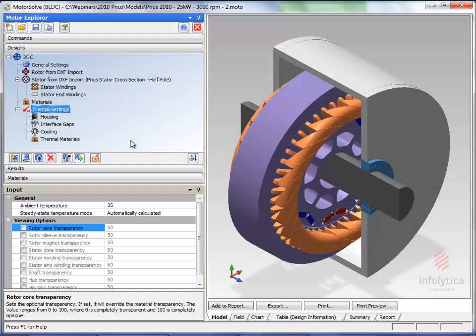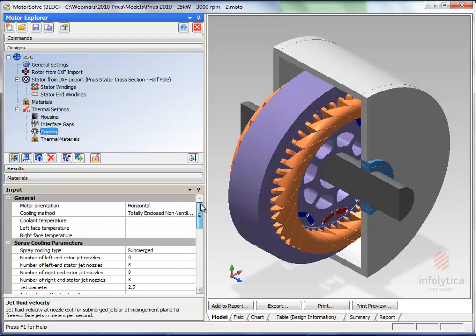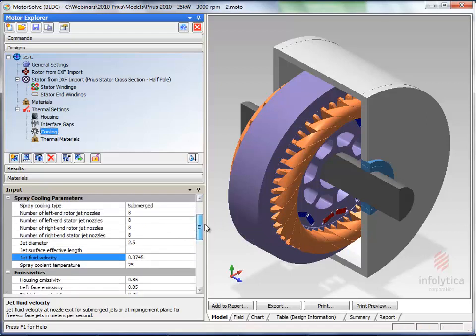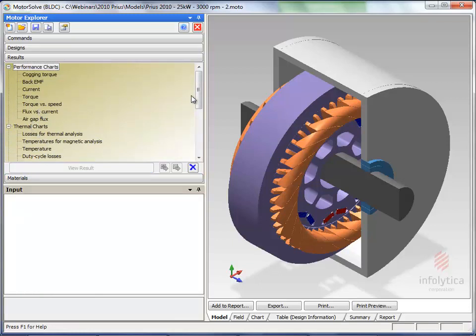Initial conditions are that the ambient temperature is 35 degrees. The machine is a totally enclosed non-ventilated machine. However, it has spray cooling. And you can see here that we have a 25 degree coolant temperature. We have roughly 75 millimeter per second velocity on the jets. And so now let's go and look at the prescribed experiment.